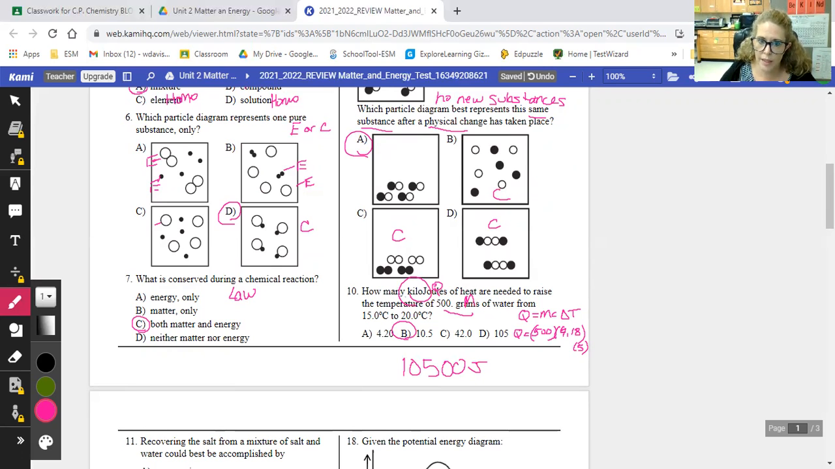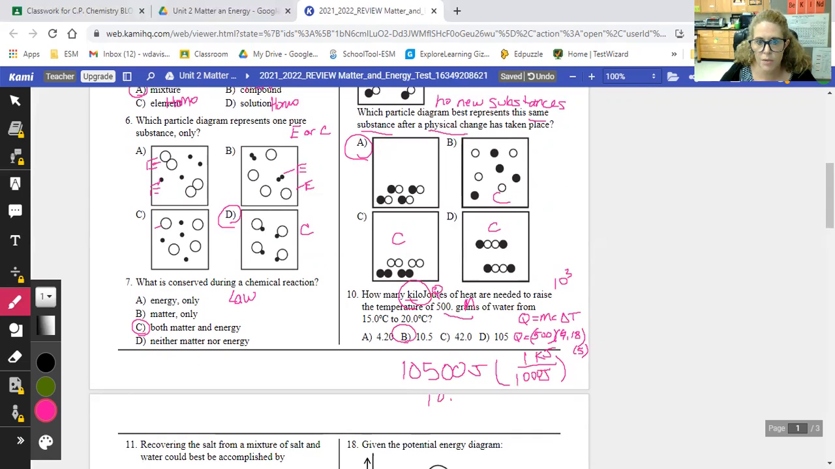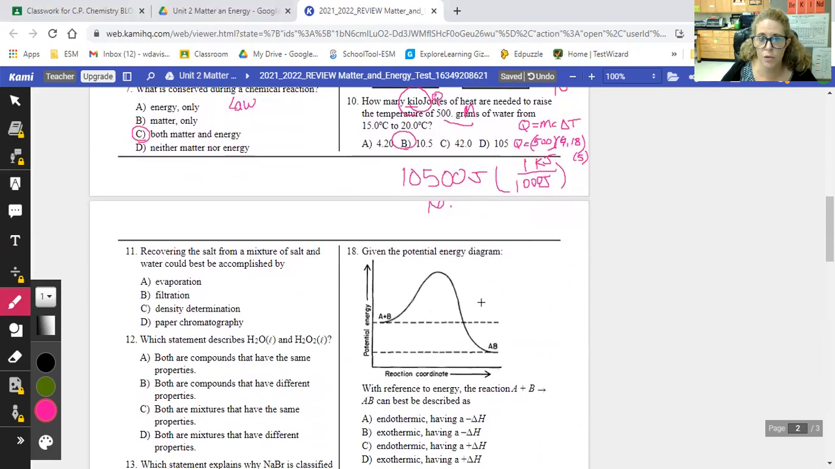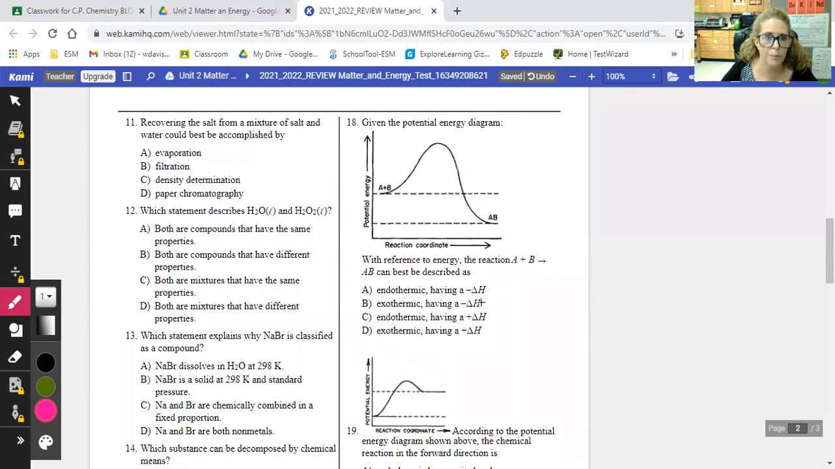But the question wanted kilojoules, right? So then kilojoules, right? Joules on the bottom, kilojoules on the top. According to reference table C, kilo is 10 to the power 3. So that means 1 kilojoule is 1,000 joules. So I divide by 1,000, which is going to be our 10 point. That's where the 10.5 comes from. So this question you had to read really carefully because it said kilojoule. So I wanted you to go one step further.